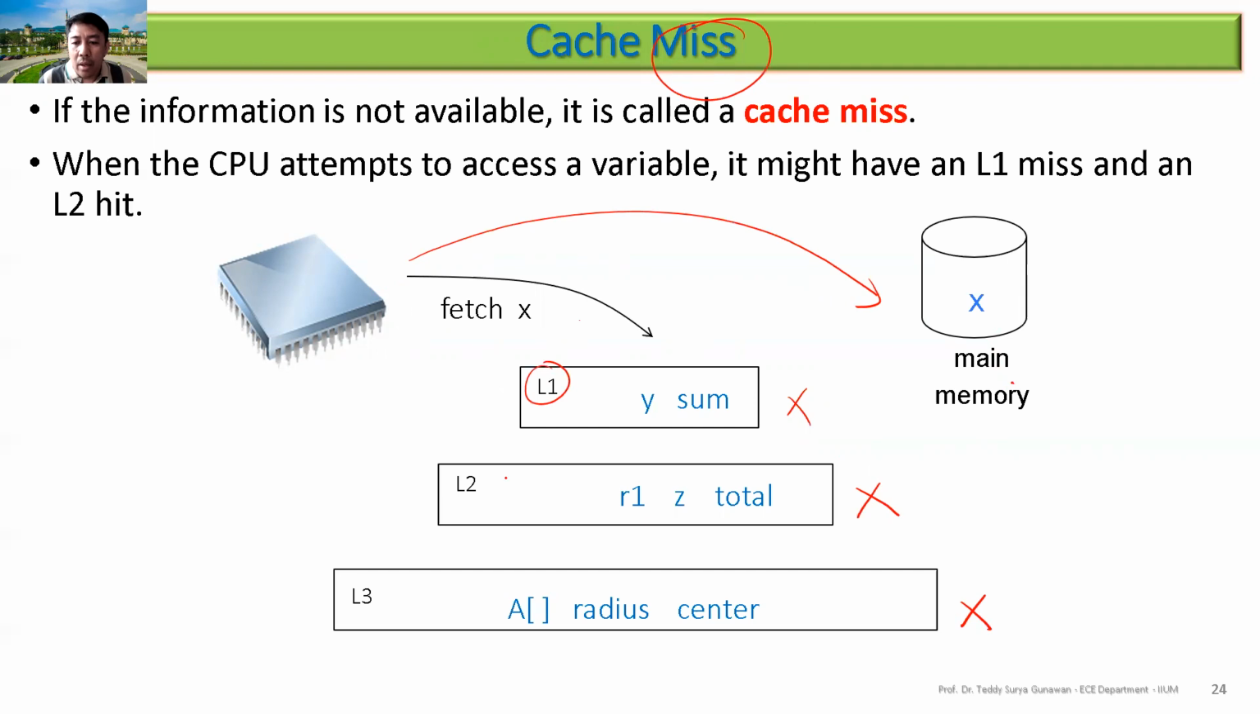It can also happen, for example, that you have an L1 miss but an L2 hit, because X is already there. So you can replace this one by X and read from there. Or you have X and R1 requested, so you can replace these two with X and R1, predicting that you need X and R1 at the same time later on. So this is an L2 hit. I think I'll stop here. If you have questions, you can ask me.